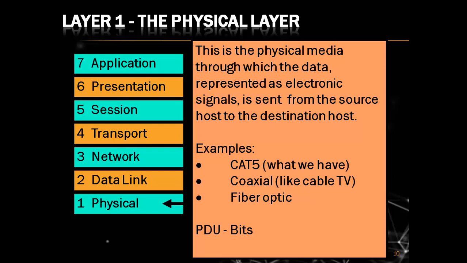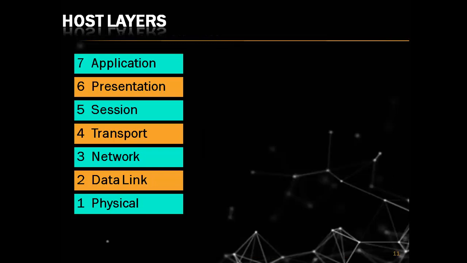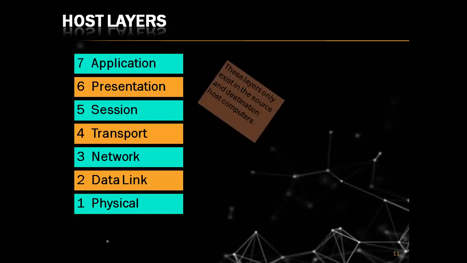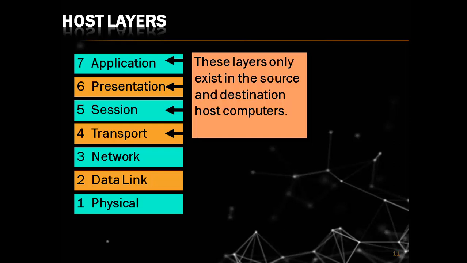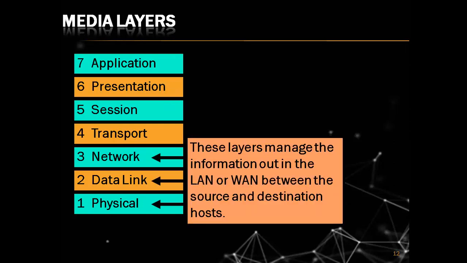In any transmission, the source device sends data to the receiver device. In between there are many other devices. But OSI layers 7 to 4 only exist on the sender and receiver devices, not on the in-between devices. So these layers are called the host layers of OSI. The other 3 layers, 1, 2 and 3, exist on all devices, whether they are the actual sender or receiver, or intermediate devices. These are called media layers.